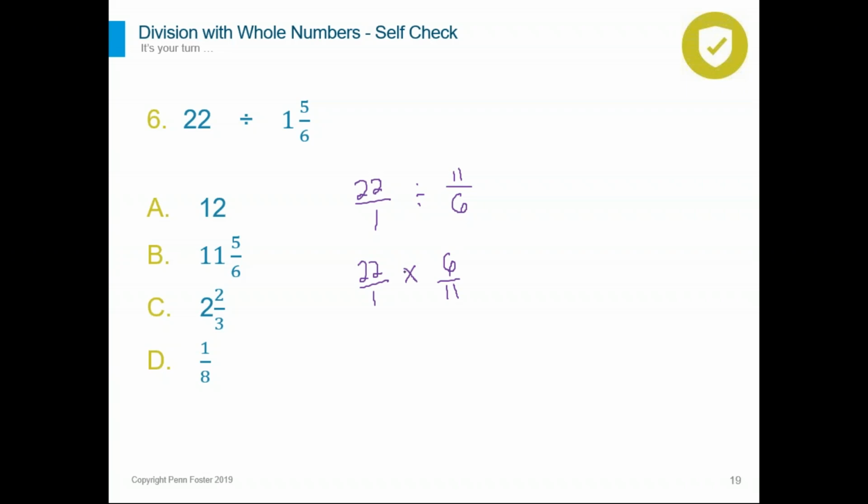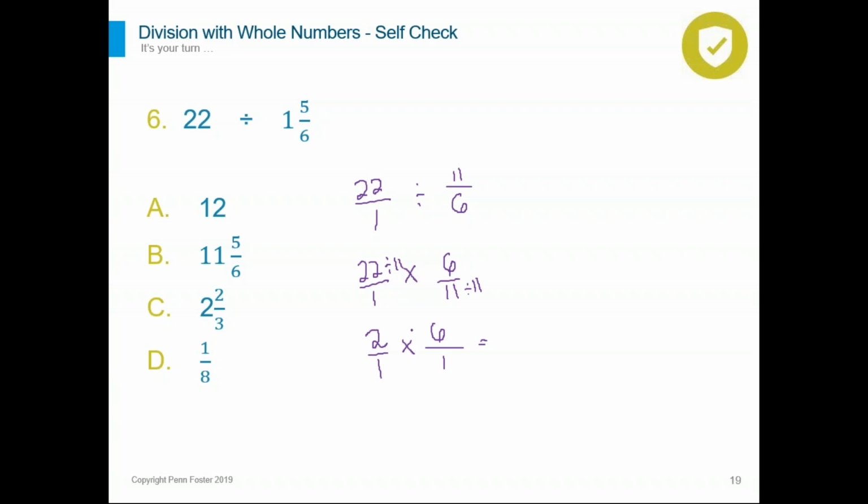Now look at any common factors. I see 22 and 11. I know that 22 is a multiple of 11. I know the common factor then would be 11. Divide over 11 and divide over 11. 22 over 11 is a 2 over 1, times 6 is unchanged. 11 over 11 is, of course, 1.